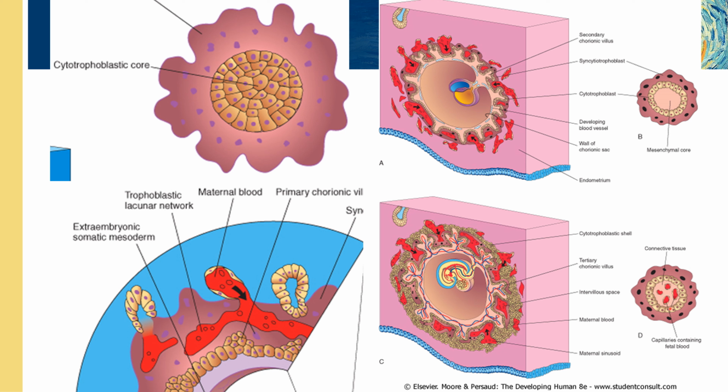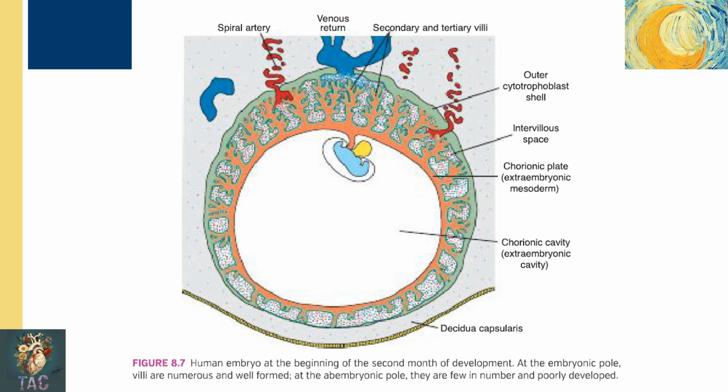So with the formation of the blood cells and the blood vessels in the tertiary villi, these vessels make a connection with the vessels which are developing in the chorionic plate, and these vessels then have a connection with the vessels in the yolk sac stalk. So in this way, the initial feto-maternal circulation begins.